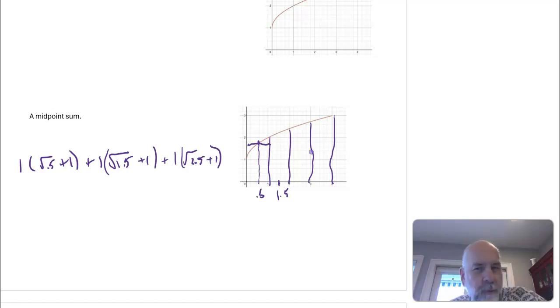So left sum, right sum, midpoint sum. These are 3 different ways to approximate the area under the curve, which now we know stands for accumulated stuff. So we're going to learn more about how to find this actual area. Better stop here. I'm going to have to do a supplemental a little bit more, but it shouldn't be too long.